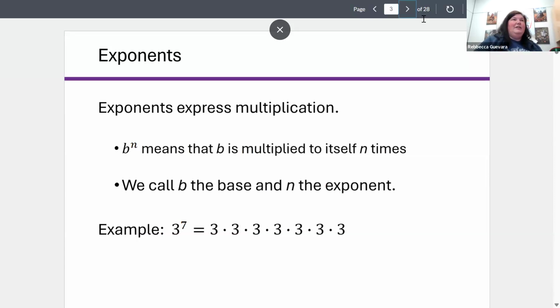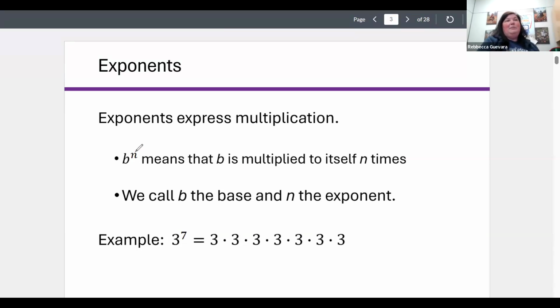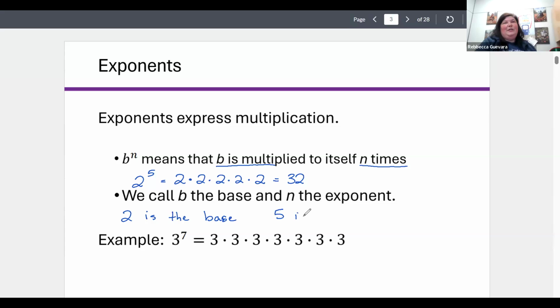So going back over the basics here, you probably know this already, but exponents are an expression of multiplication. If I say I have b to the power of n, that means that b is multiplied by itself n times. So if I have 2 to the power of 5, that means 2 is multiplied by itself 5 times. And we know what this is: 2 times 2 is 4, times another 2 is 8, times another one is 16, times another one is 32. We call b the base, so 2 would be the base, and we call n the exponent, so 5 is the exponent.